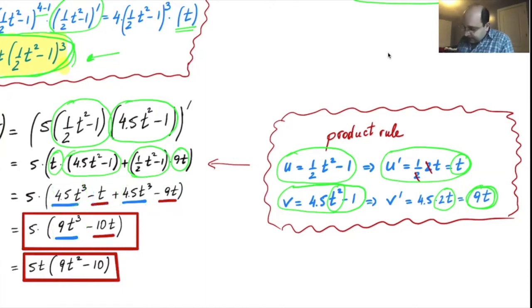Okay, so finally I can factor out. I can leave the answer as is here, or I can factor out the common t. There is a t here and there is t to the power 3 here, so I can factor one of the t's out, so I get 5t times 9t squared minus 10.